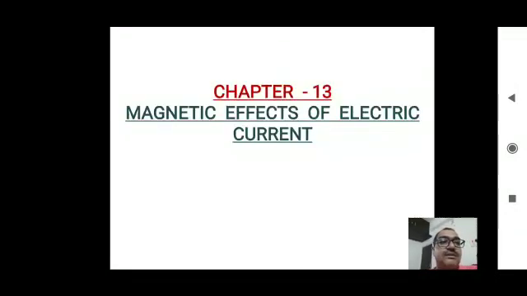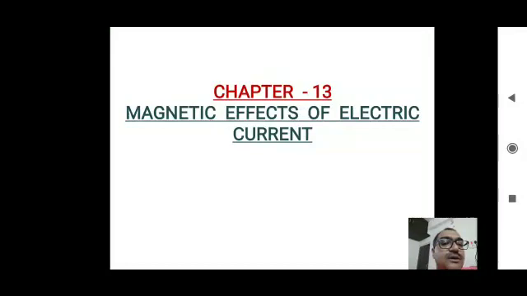Students, last time we discussed lesson number 13, magnetic effects of electric current. In the first video we already discussed the right hand thumb rule. We have also discussed which type of pattern can be formed with a straight conductor, a circular loop, and a solenoid.